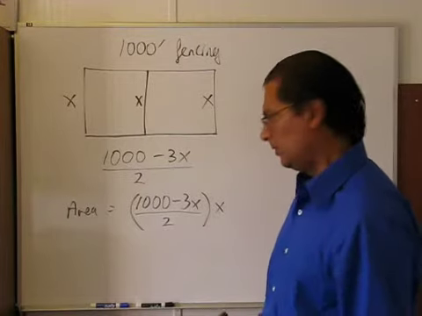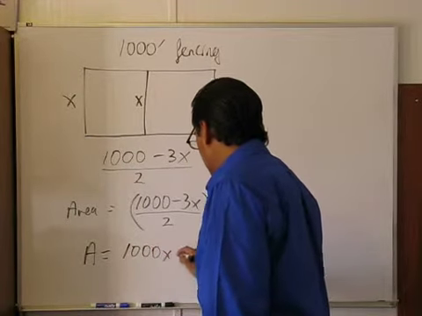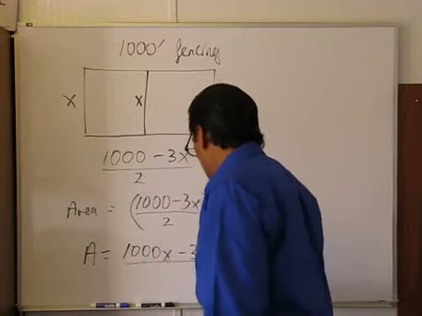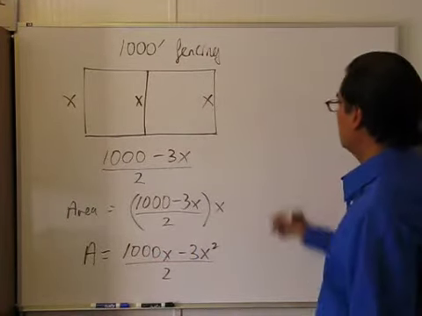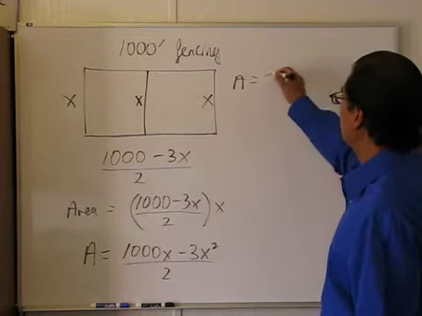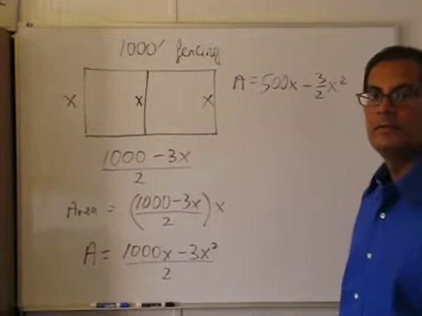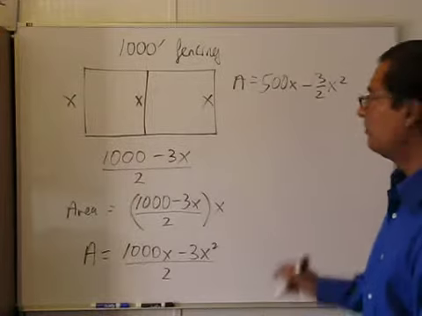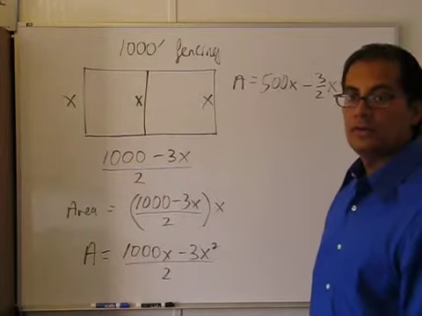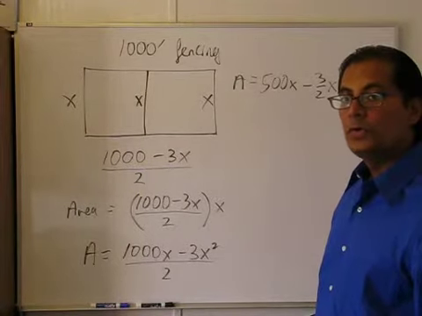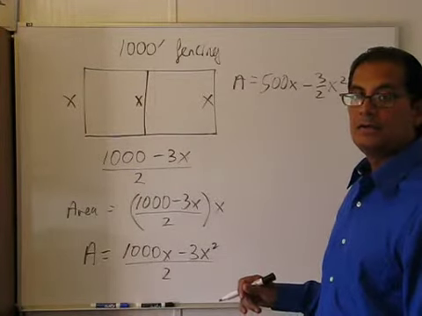We can multiply this out if we wish. A equals (1,000x minus 3x squared) over 2. And if you wanted to simplify it further, you'd have A equals 500x minus 3/2 x squared. And you can actually find the maximum because this is a quadratic equation and you can find the vertex of this quadratic equation. However, we're going to see how to do this on the calculator. Plug it in the calculator and find the maximum.